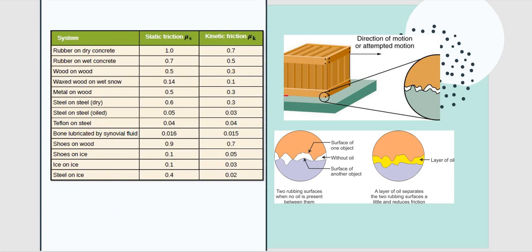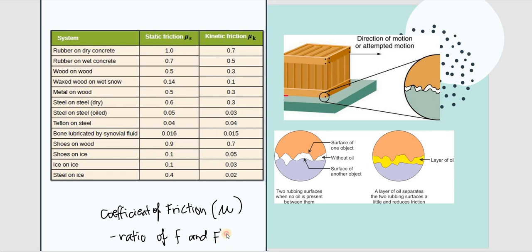Again, when we say coefficient of friction, or the mu, this is the ratio of the frictional force to the normal force. So that will be the ratio, so it has no unit. Here's the thing for the objects that are in contact with each other.